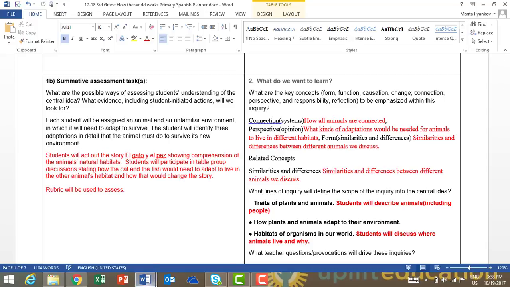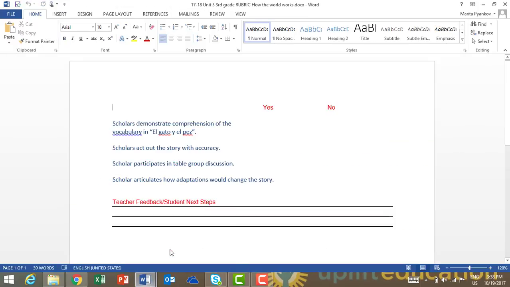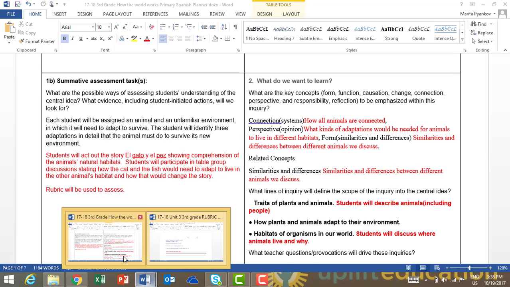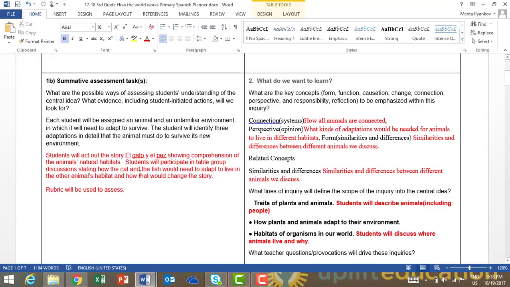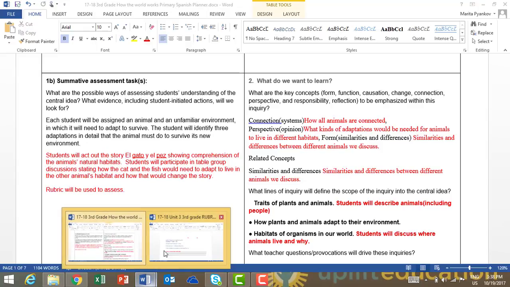I do have a rubric that I have created. It is right here. And I've kept it simple with a yes or a no. And it just breaks down all the different parts of what I just read to you. That is the summative assessment that is in box 1B, just for Spanish, not for the classroom.